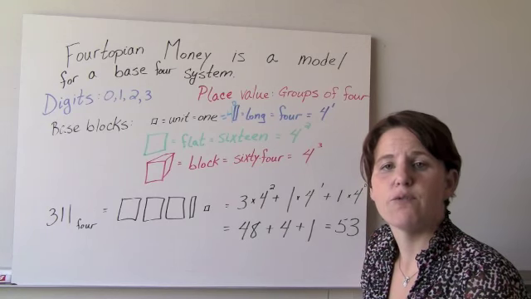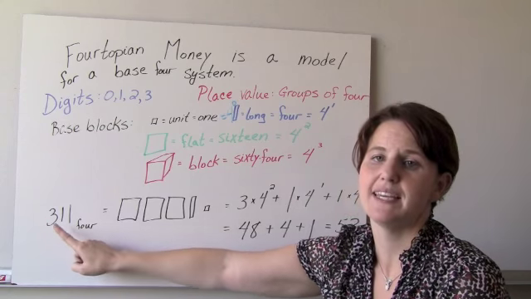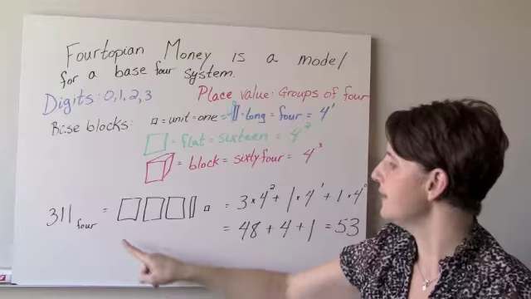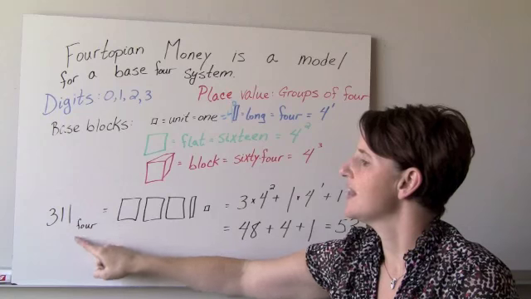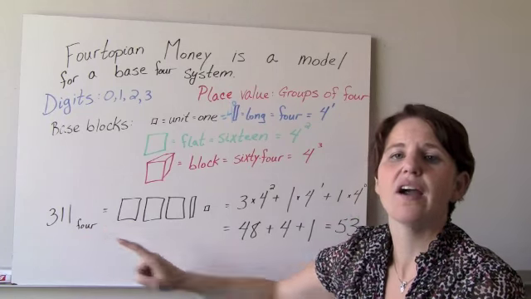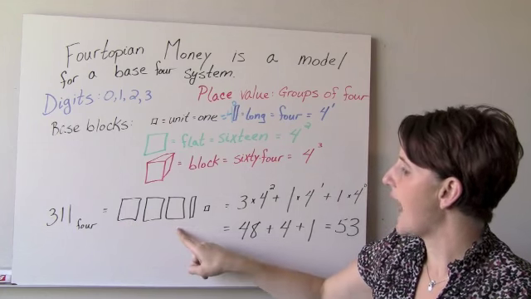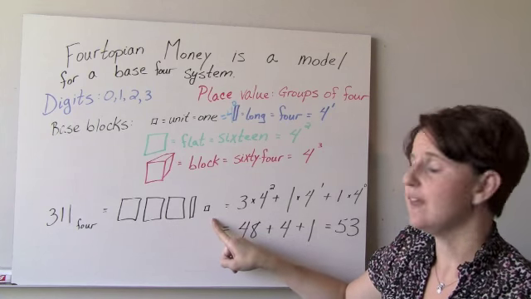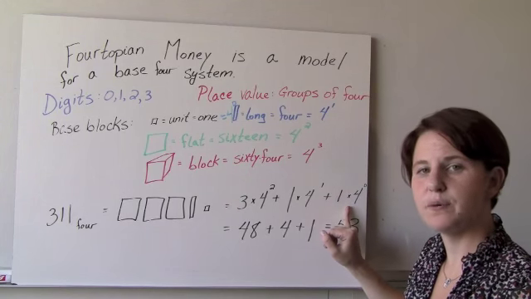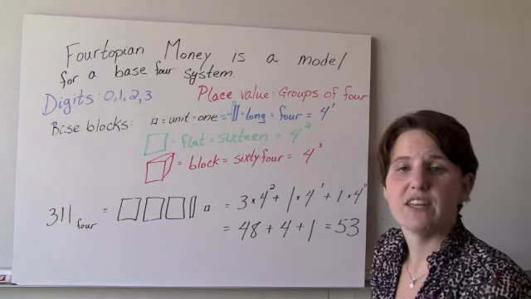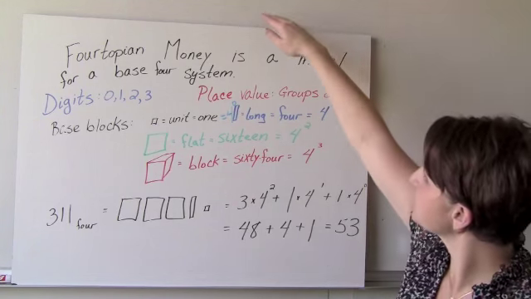If we were to look at our Fortopian dollars that we had, 3 groups of 16, 1 group of 4, and 1 group of 1. In base 4, we would write the number 331, and then we write this little subscript of 4 to tell us that we are in a base 4 system. And so we'd have 3 flats, 1 long, and 1 unit. And so that's 3 groups of 16 plus 1 group of 4 plus 1 group of 1, and that adds up to 53, which is what we had started with before. We had $53 to start with.